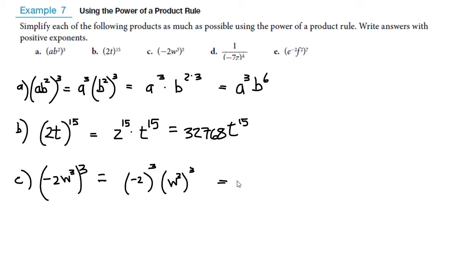Negative 2 cubed is negative 8. And this is going to be w 3 times 3. We often would do that step mentally. Negative 8 is w to the power 9.